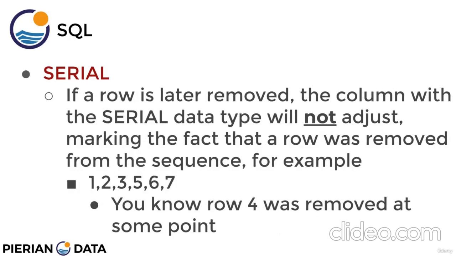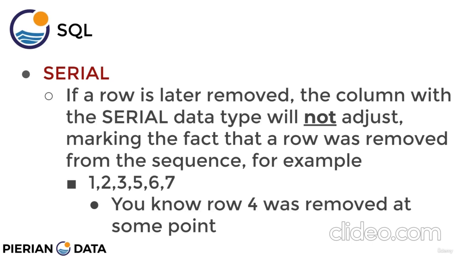So what's also nice about Serial is that if a row is later removed, the column with the serial data type will not adjust. It's not going to reformat everything in the serial. Instead, it's actually going to mark the fact that a row was removed from the sequence. For example, in this primary key column, as you're inserting players, you may see something like 1, 2, 3, and let's imagine we inserted 4, 5, 6, 7. And then later on, you decide to delete row number 4 because that player maybe left your team.